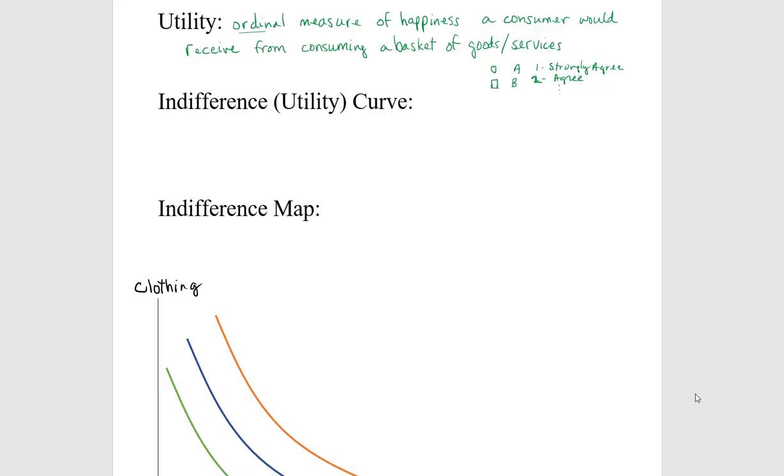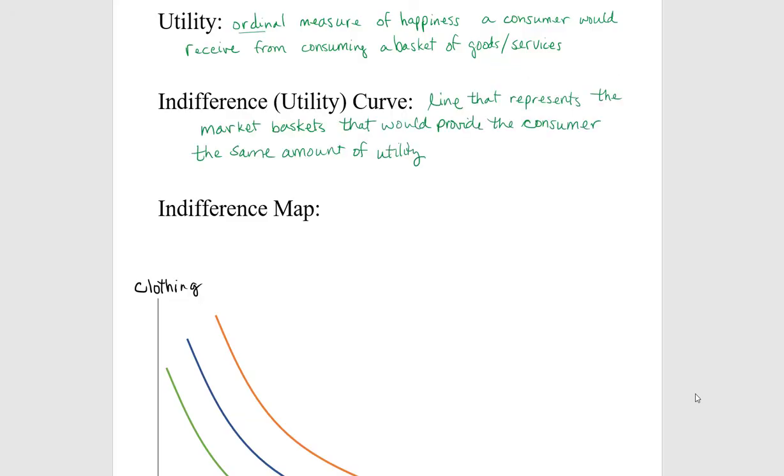So we're going to apply numbers to our utility often, but really that number could be 10. It could be 10 million. It doesn't really matter. It's just that more is better than less. I've already shown you an indifference curve or utility curve. This is a line that represents the market baskets that would provide the consumer the same amount of utility. An indifference map is a set of indifference curves that represent a consumer's overall preferences.